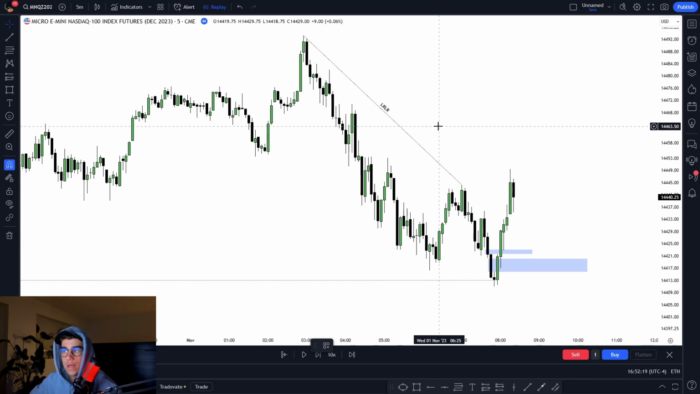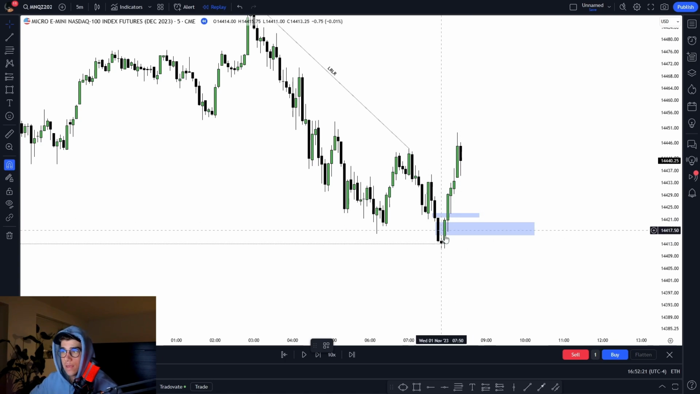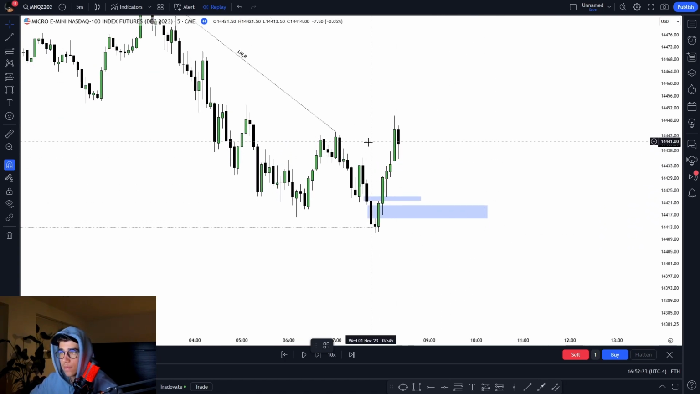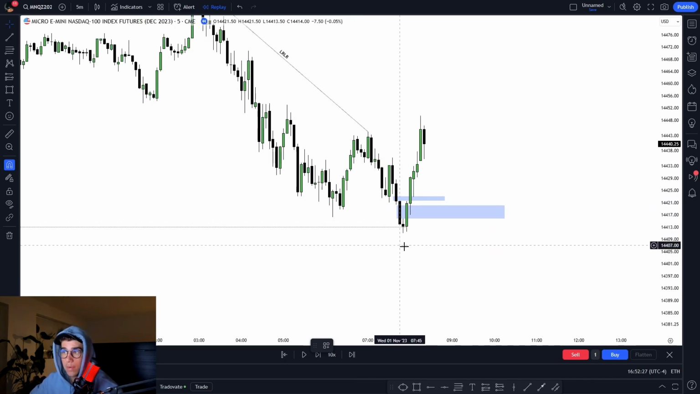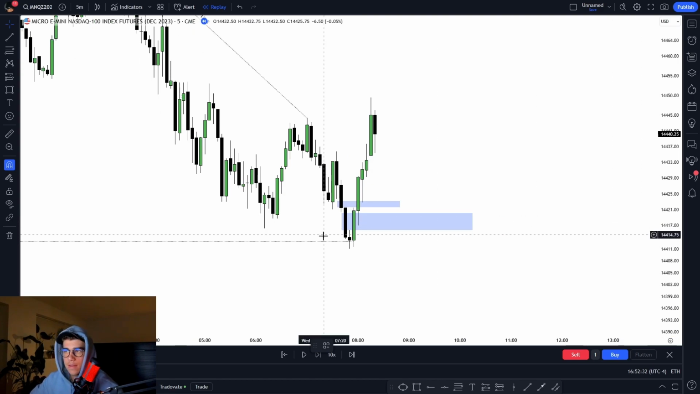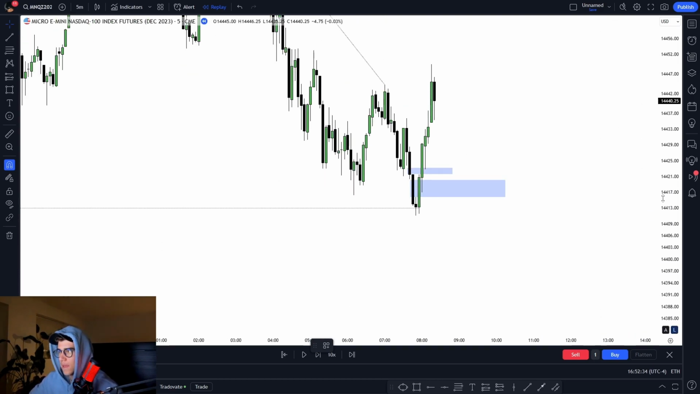I had bullish PD arrays getting respected and bearish ones getting violated, right? And that is why I started to think, okay, this is probably a turtle soup, a liquidity sweep, and not a break of structure, okay?